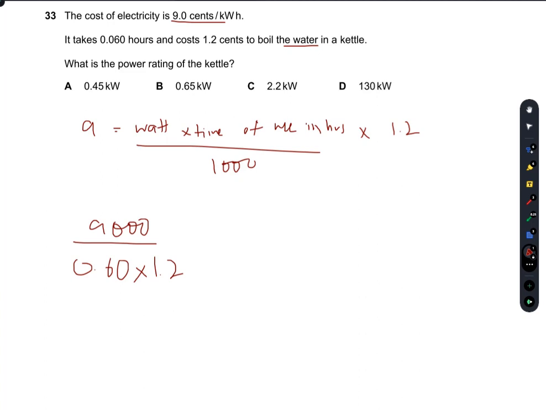The time of use in 1 hour is 0.060. So again 0.060 into 1.2, and I divide 9000 with 0.072. So that gives me 1,25,000 kilowatts. So again there is a mistake here.